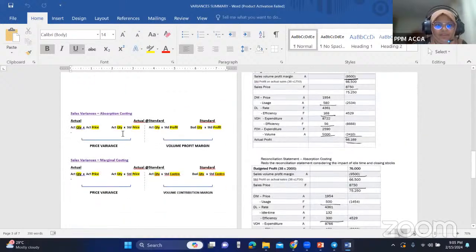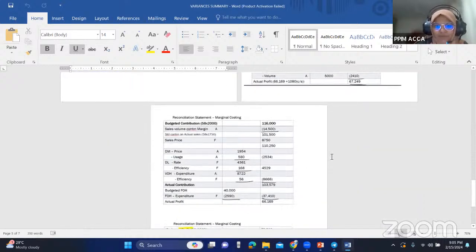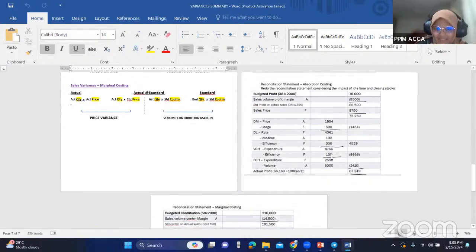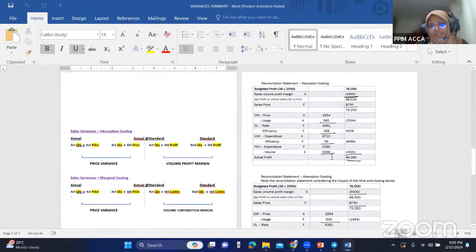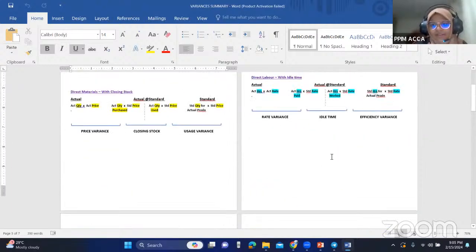Here I have the sales variances, absorption costing, marginal costing, both, and the 4 reconciliation statements that you have to know. All 4, I have taken a screenshot of the same question and put it here. So it should definitely help you when you are trying to learn.